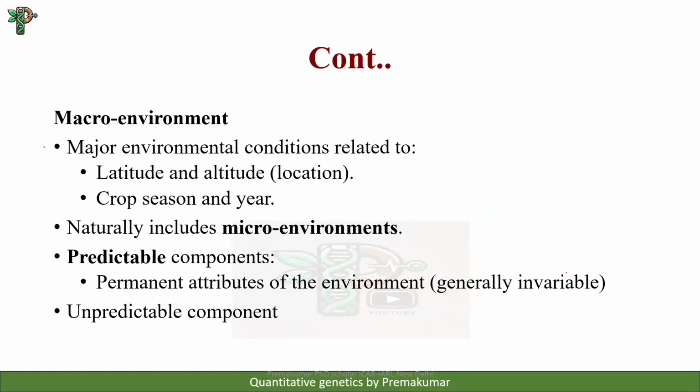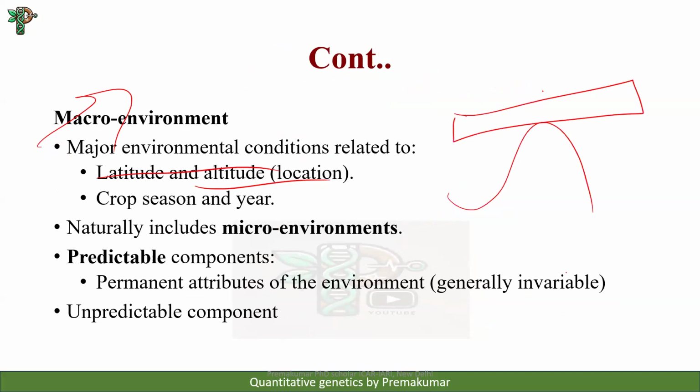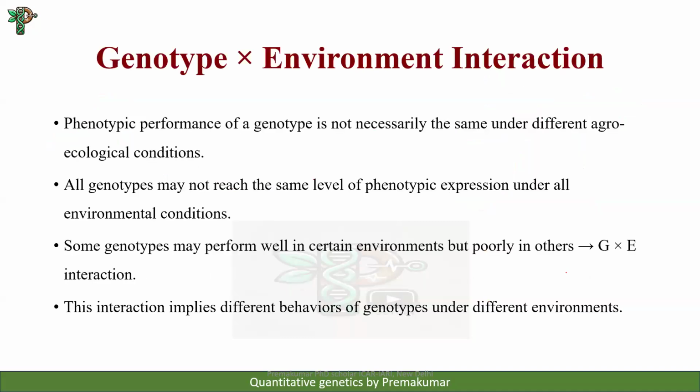Then another type is macroenvironment. For example, the latitude or longitude of the particular area, whether it's a hilly area or a plain area, or a semi-arid condition, a larger scale environment. Then we can also classify predictable and unpredictable components. Predictable means permanent attributes of the environment. It's not going to change. But unpredictable, like sudden drought or sudden flood, are all unpredictable components of the environment.